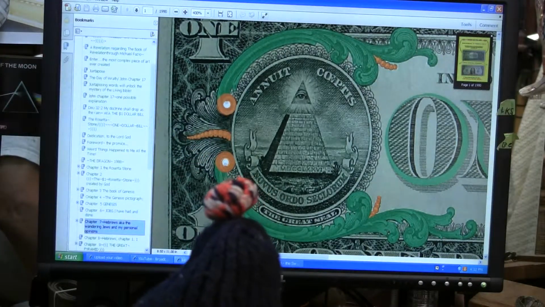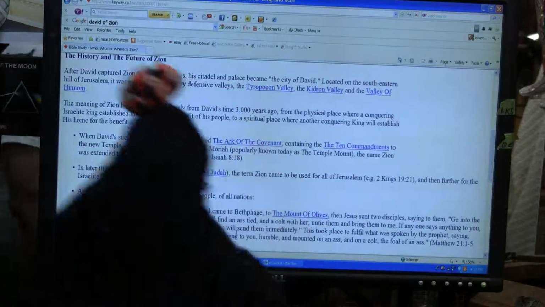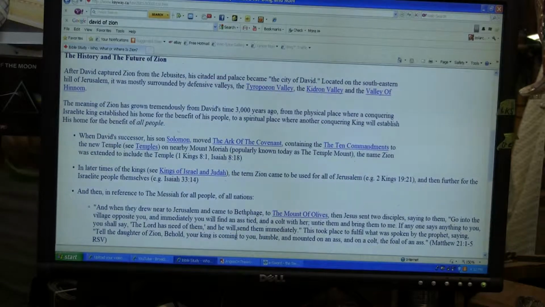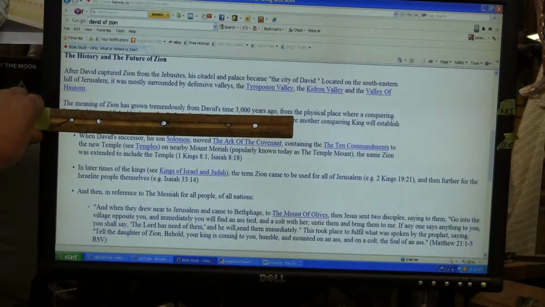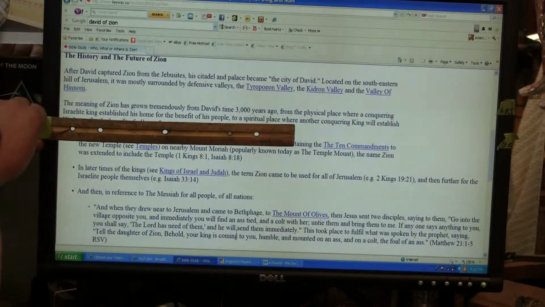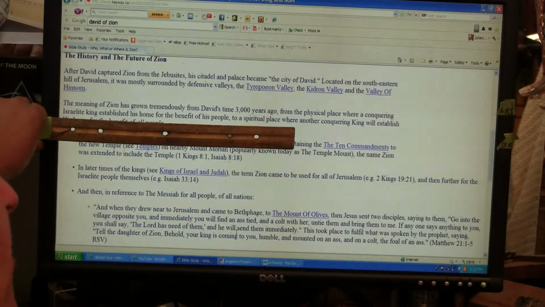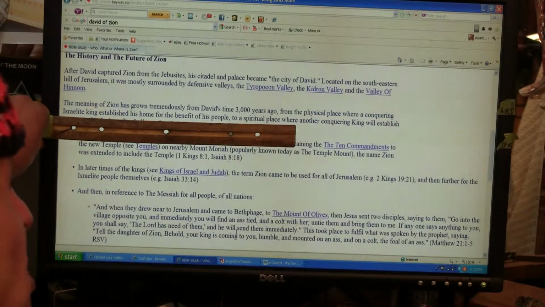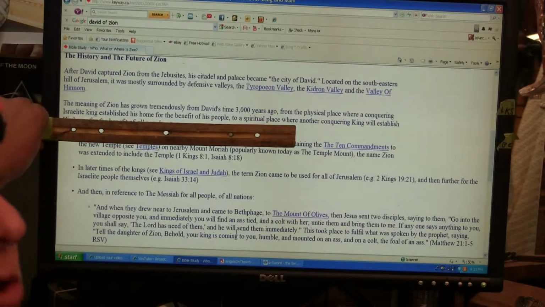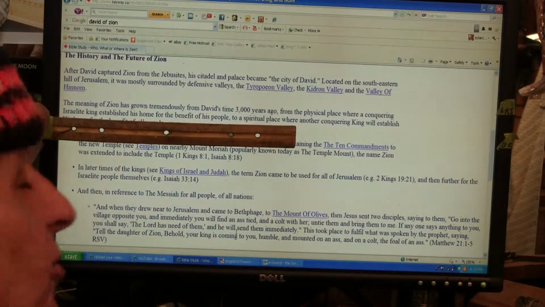Before we go to East Sword, we're going to just go online and see the meaning of Zion. What it says here is, the meaning of Zion has grown tremendously from David's time 3,000 years ago. From the physical place where a conquering Israelite king made his home for the benefit of his people, to a spiritual place. Mount Zion has changed from a physical place to a spiritual place. So it is no longer the Mount Zion that is discussed in the Bible. And these Bible scholars actually admit that this is taking place.